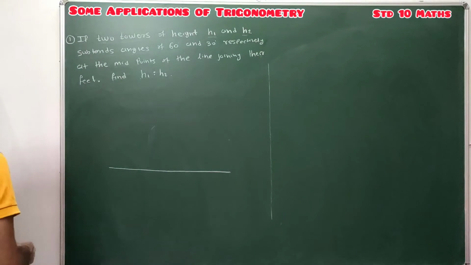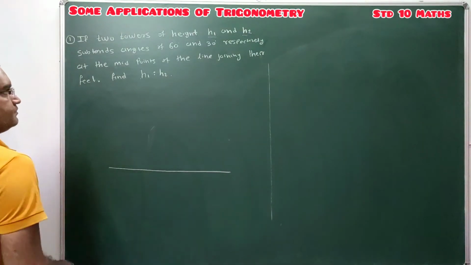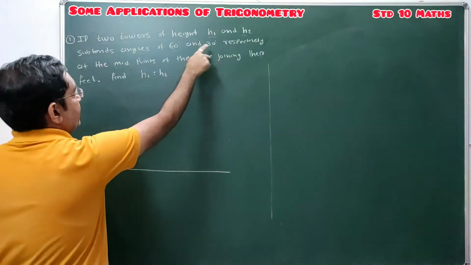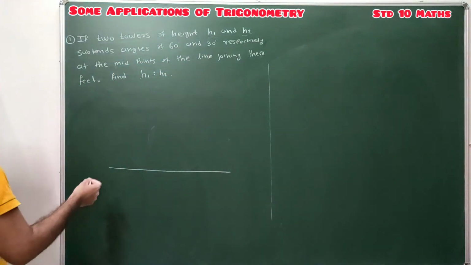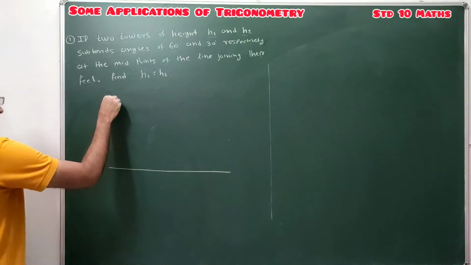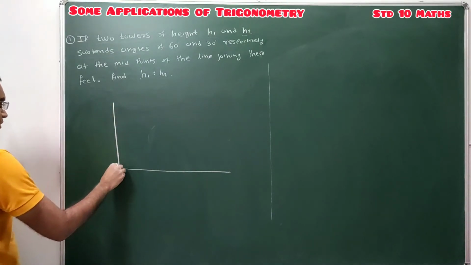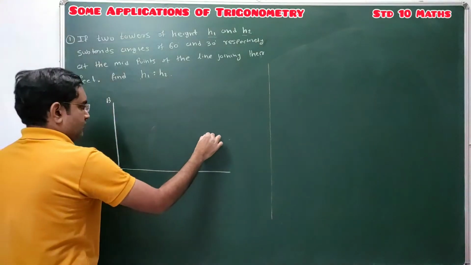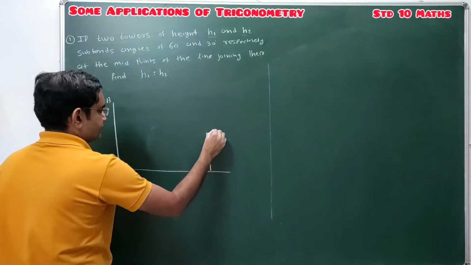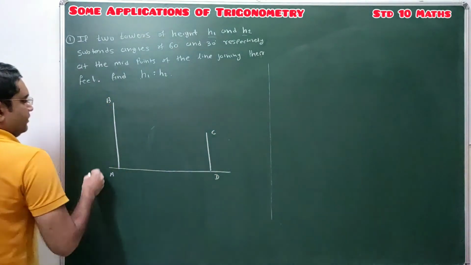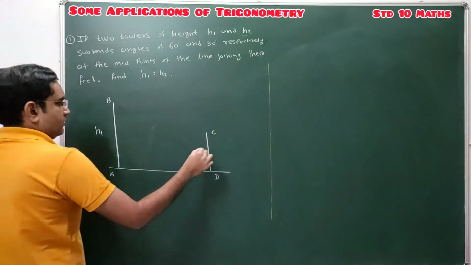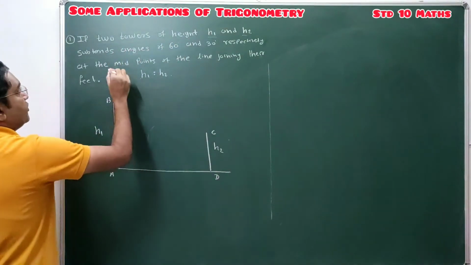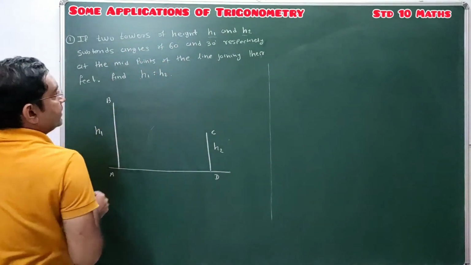So this is our horizontal, or we can say ground level. Two towers of height h1 and h2 subtend angle of 60 degree and 30 degree. So two towers are there. Suppose this is tower AB and this is tower CD. Height of tower AB is h1 and CD is h2. These two towers of height h1 and h2 subtend angle of 60 degree and 30 degree respectively.